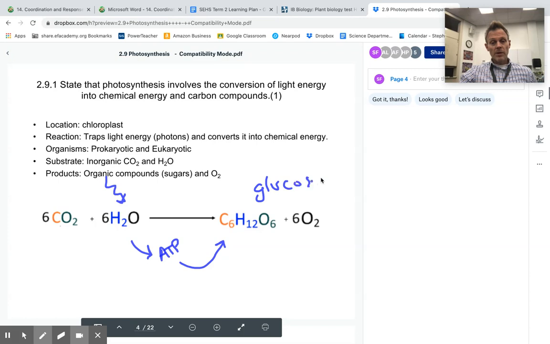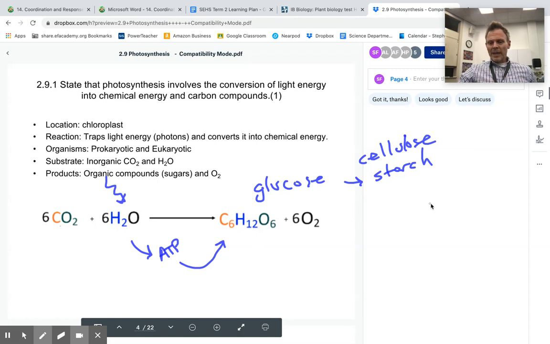And then glucose can be joined to other glucose to make the important parts of plants, right? And we've talked about this. So if you're making the cell wall, that is composed of cellulose. And cellulose is composed of many glucose molecules. The plant could maybe store the glucose as starch. So there are different ways that the plant can do stuff.